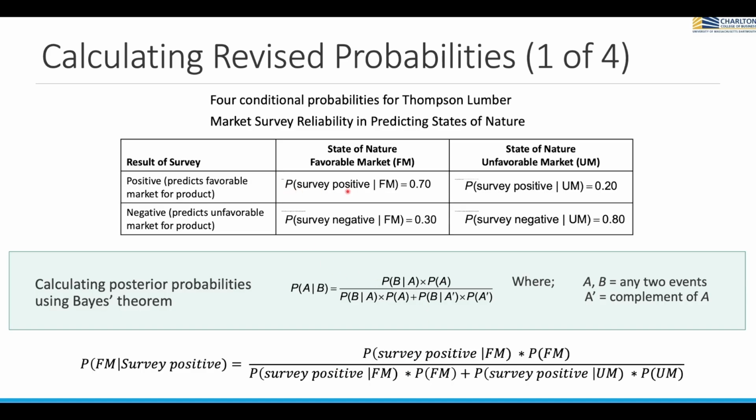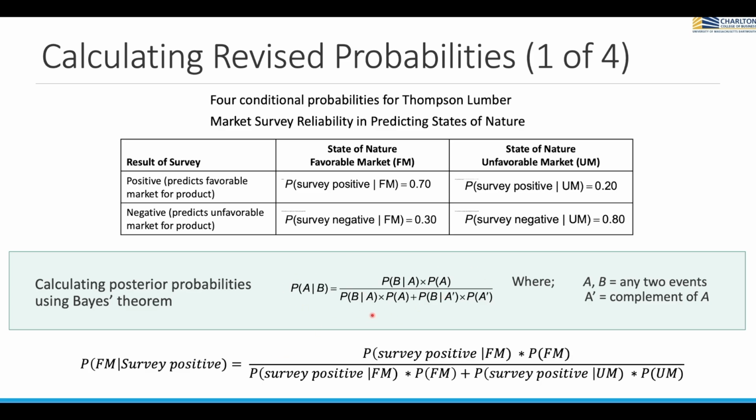The probability that the survey is positive, knowing that the market is favorable, let's assume is 70%. The probability that the survey is positive, knowing that the market is unfavorable, is therefore 20%. Let's assume that the probability that the survey results in a negative perception, knowing that the actual market is favorable, is 30%, and the probability that the survey results in a negative market, knowing that the market is actually unfavorable, is 80%. So we can use Bayes' theorem to calculate the probability that the market is actually favorable, knowing that the survey result is also positive.